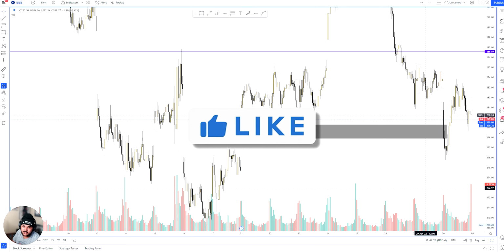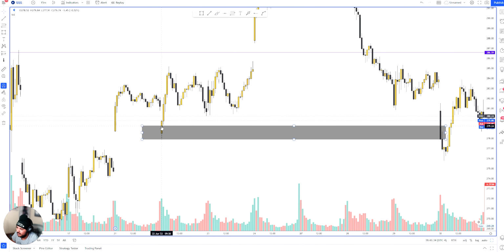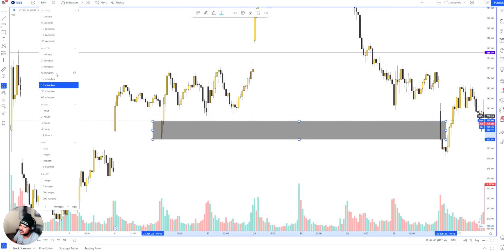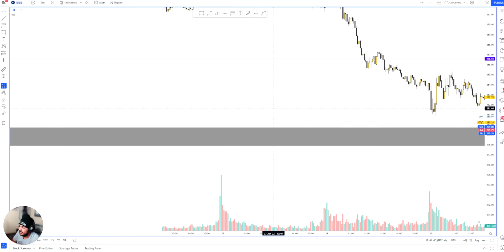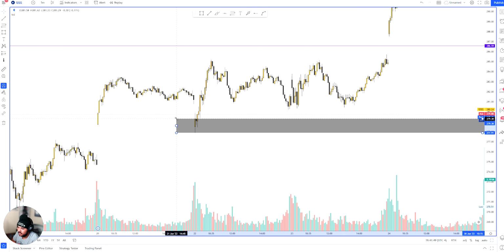So the play I took was QQQ puts on this retest of this previous demand. You guys can see I have it drawn to half of this candle. I had it drawn to here, but then I was like, this is way too wide of a zone. A $2 zone almost on QQQ is just way too much and just not enough for me. So I went on to the 5-minute, and I actually just drew it smaller down to 279 over there.